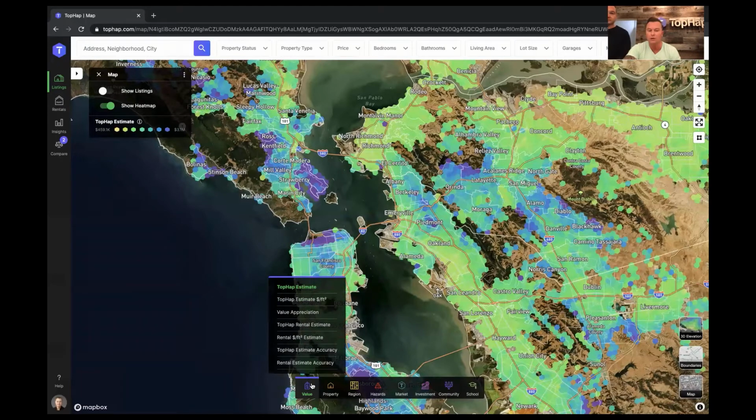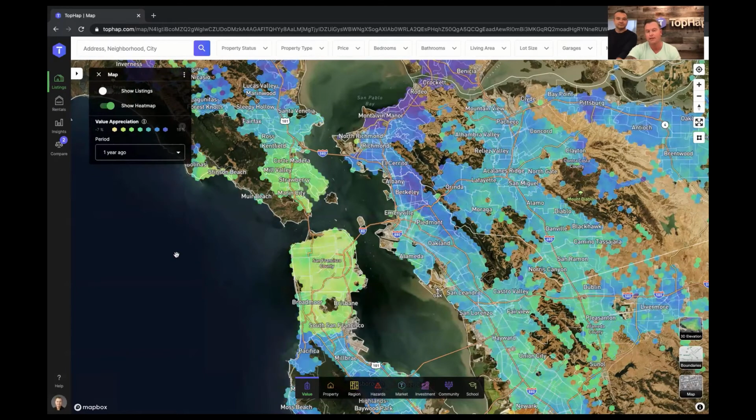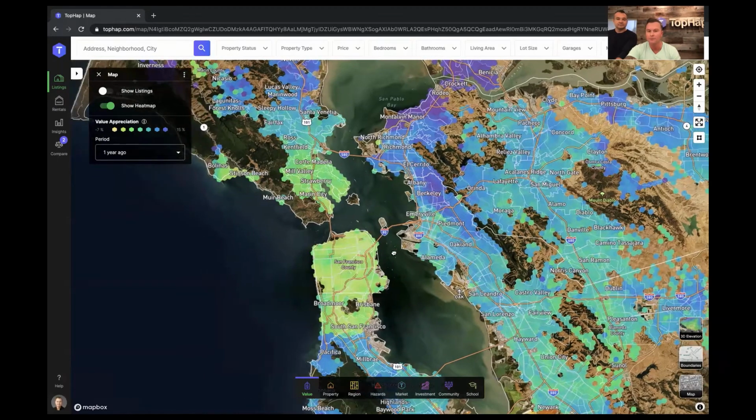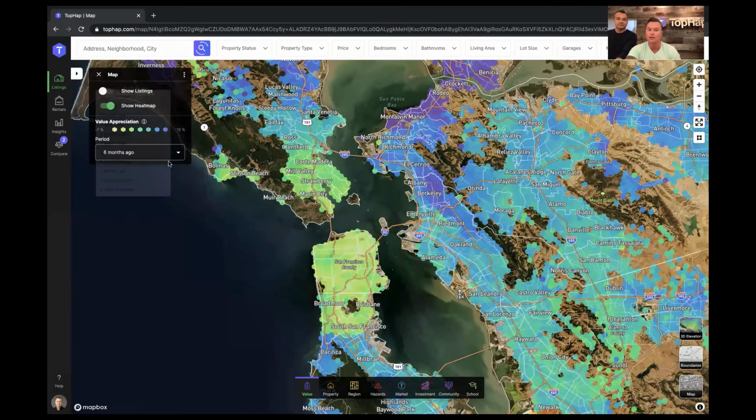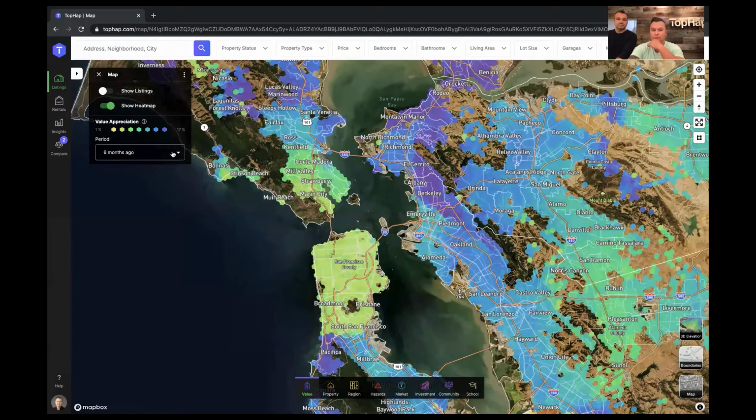So let me show you what our TopHap value appreciation layer does. Here we go. This is the Bay Area. And over the last 1 year, we can show you what home prices have done in this region. San Francisco is the lightest because it's lost 9%. Berkeley has appreciated 14%. The city of Danville we were analyzing grew 4%. Well, that's fine. That's a year. What about 6 months ago? How about a month ago?